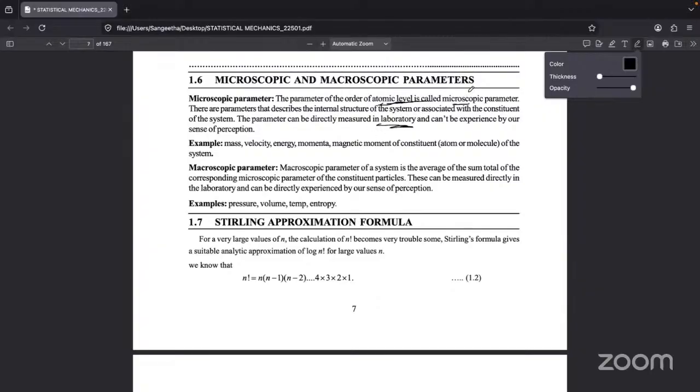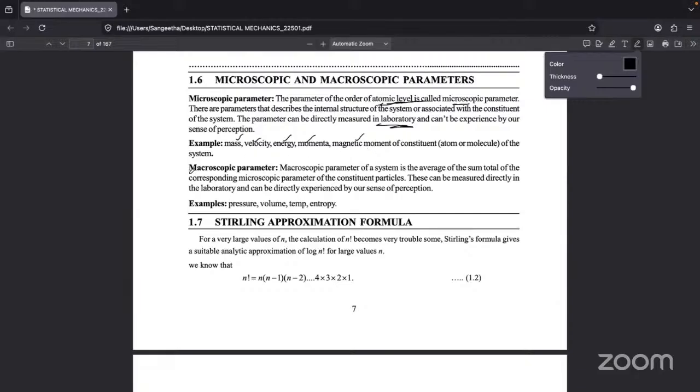What are examples of microscopic parameters? A small single individual particle is called microscopic. The combination of microscopic particles is called macroscopic. Two terms we have: micro and macro. A single atomic-level particle is called micro. A group or a combination of particles is called macro. So, what are the examples of microscopic parameters? Mass, velocity, energy, momentum, magnetic moment, constituent. All these come under microscopic parameters.